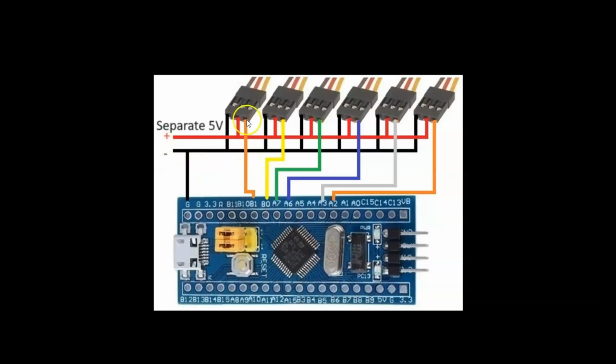And the signal, we have to feed a 50 hertz signal. I'm generating a 50 hertz signal from the microcontroller and feeding it into the servo. There are 6 pins used for the 6 servos.